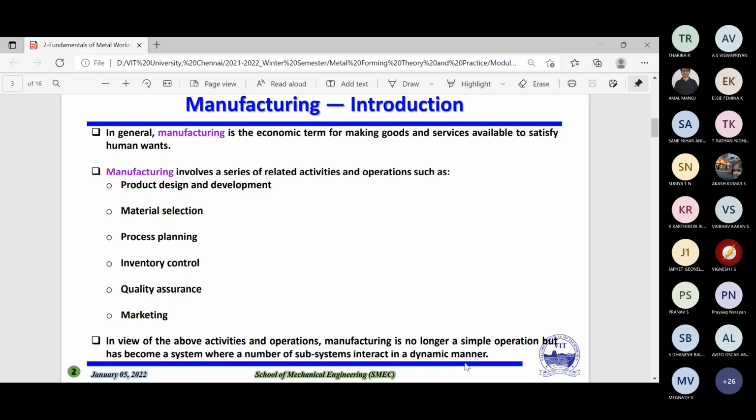So you cannot say that this is only a simple operation, where we buy raw material from the mines or from some company, then go through some mechanical or metallurgical process, and then get the finished product. Nowadays this is a combination of process parameters. Apart from this, you cannot say that material selection is only one division, or product design is one division. Within each division you also have subdivisions.